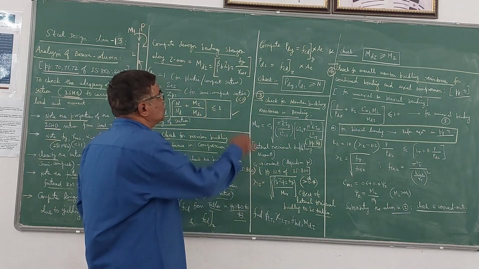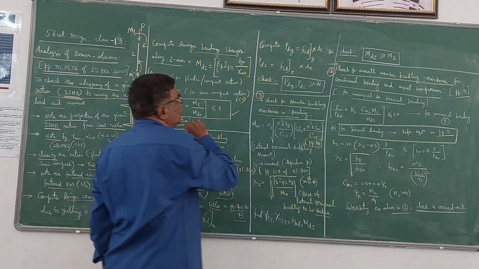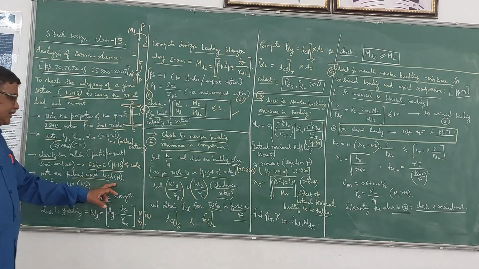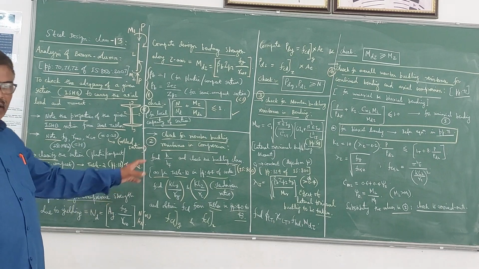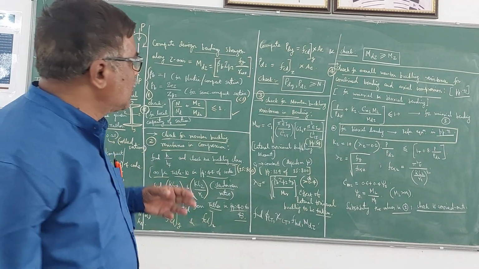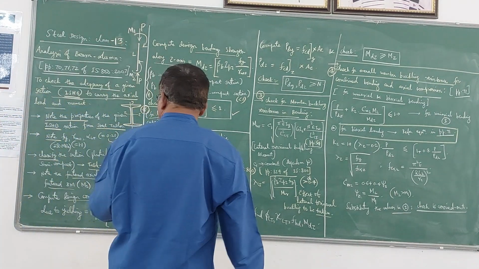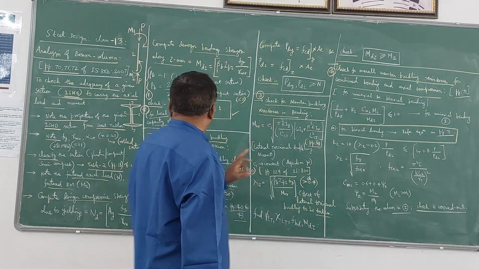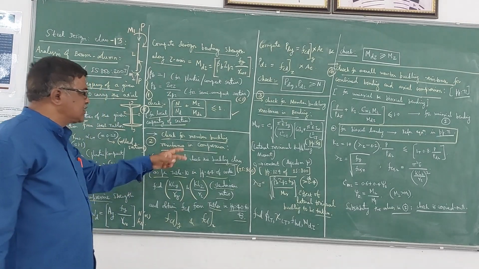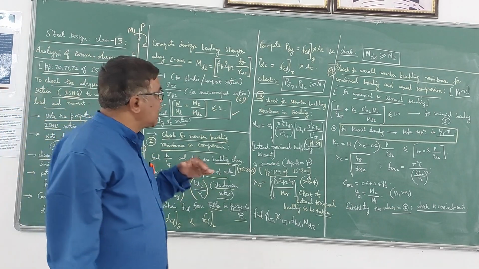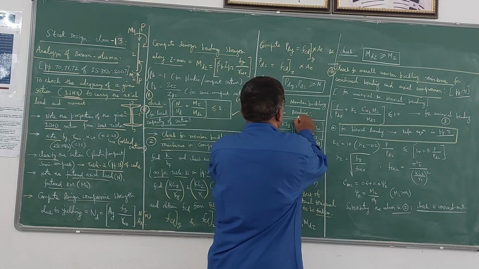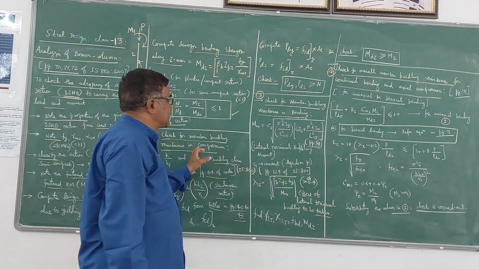Now, once you get these two values, you have to check whether they are greater than or equal to N. So, your compressive strength you are comparing with the factored axial load. So, this is another check, which is called check for member buckling resistance in compression. Now, the third check is check for member buckling resistance in bending.